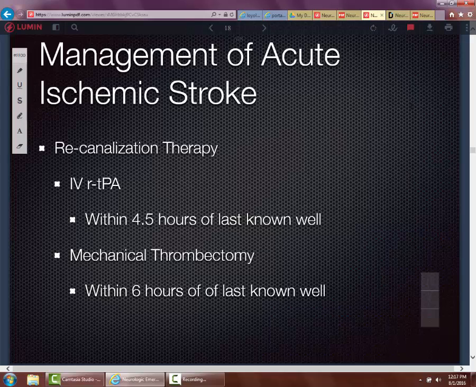So the hallmark in the management of acute ischemic stroke is recanalization therapies. You can do this either through IV thrombolysis, which can be used within 4.5 hours of the last known well, or mechanical thrombectomy, which can be used in the last 6 hours of the last known well.